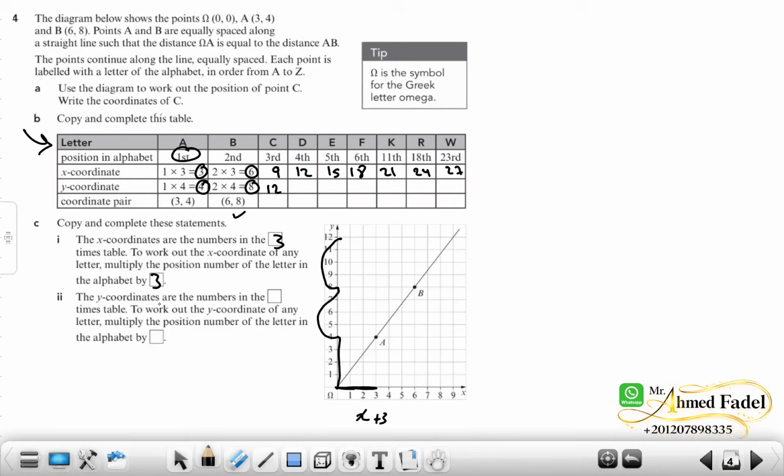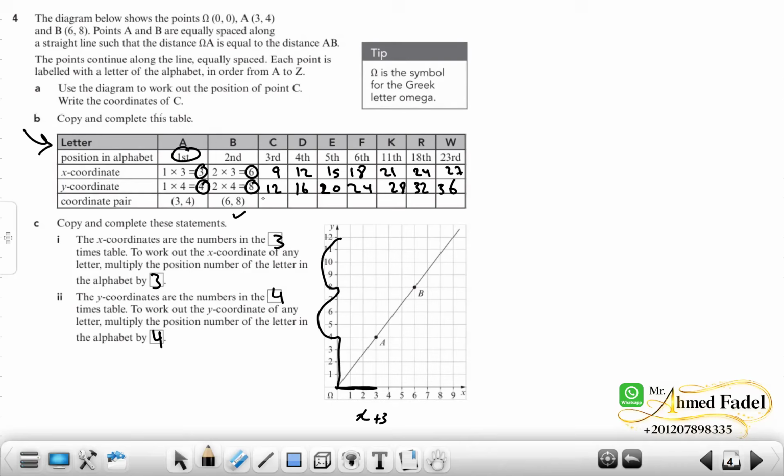But the y coordinates are the numbers in the 4 times table. To work out the y coordinate of any letter, multiply the position number of the letter in the alphabet by, it's the 4 times table, so you multiply by 4. Here, this is 4, it became 8, became 12, then 16, 20, 24, 28, 32, 36.